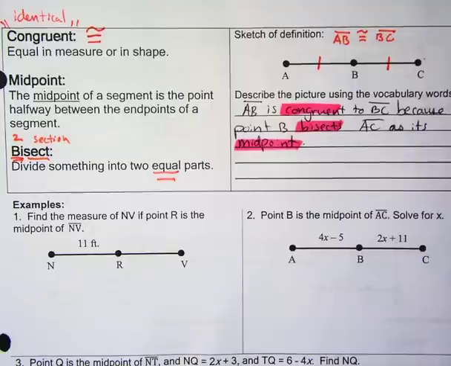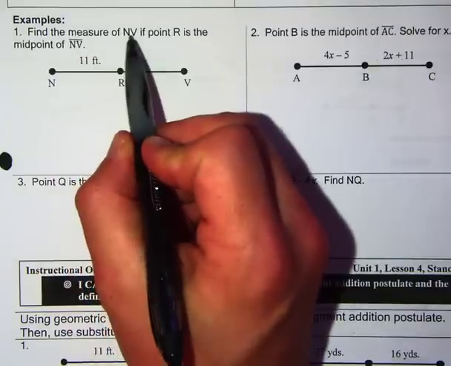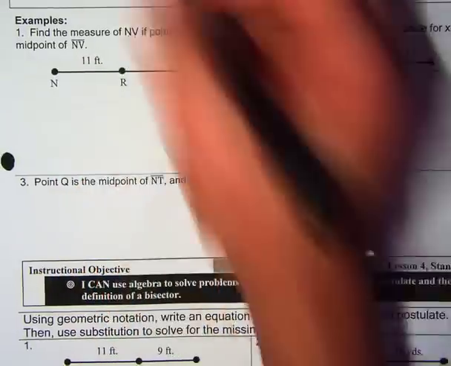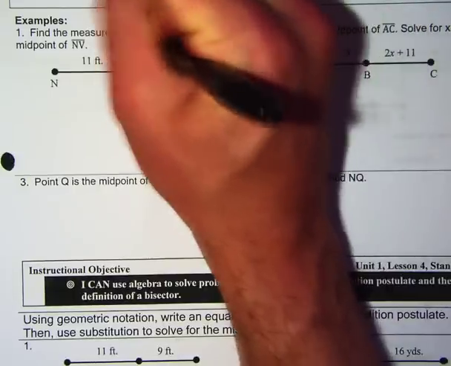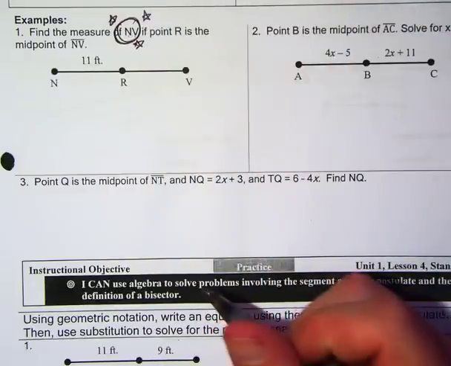So how does this play into what we're going to do down below? Let's go over some examples. Find the measure of the distance from N to V. Okay, I'm going to find this. It's really important. I'm going to put stars around it. It's so important to me that I find the right thing.